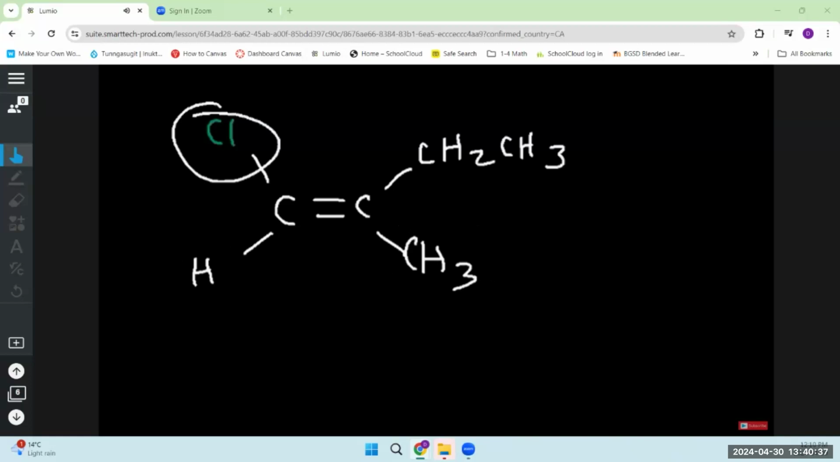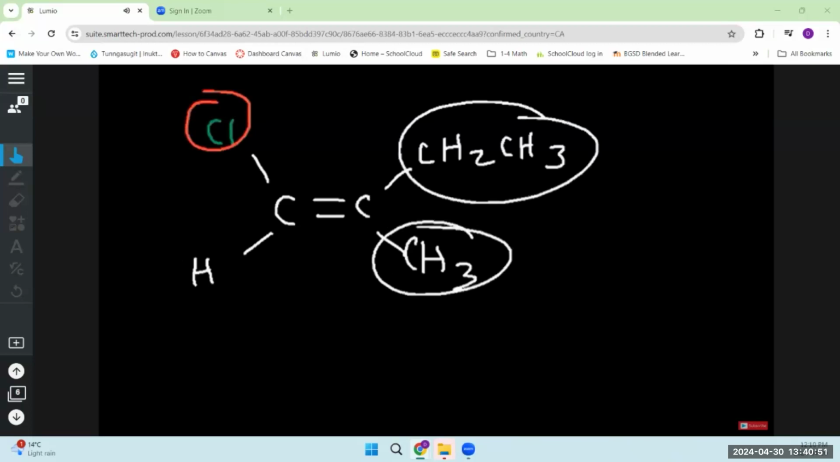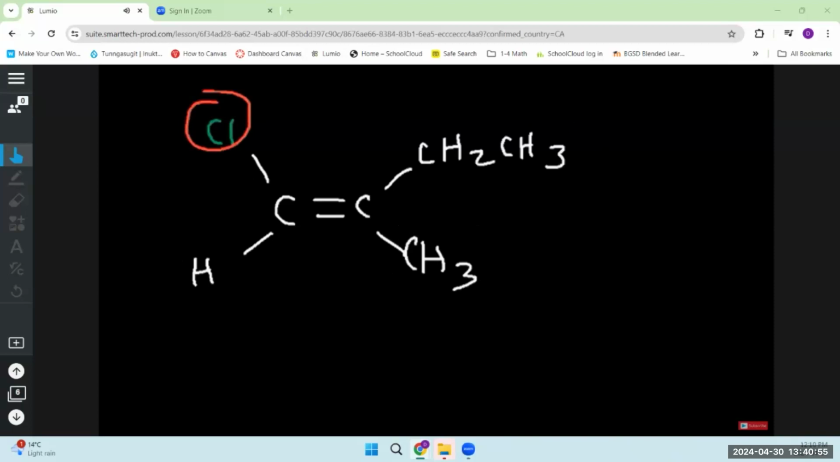So let's compare chlorine and hydrogen. Which of these two groups have the highest priority? Well, chlorine has the higher atomic number, so it's going to be chlorine. Now, if we compare the ethyl group and the methyl group, which one has more priority? Well, ethyl is going to win against methyl since it has more carbons. So notice that the two highest groups are on the same side. So we have another Z isomer. So this is going to be called Z.